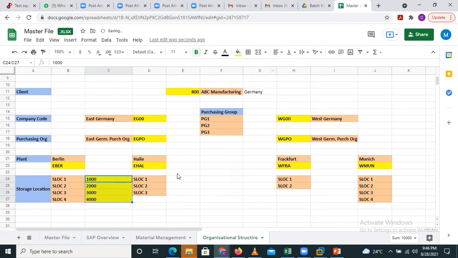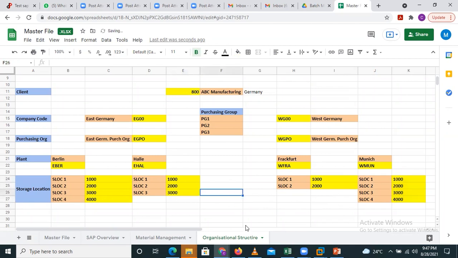Let me just take it this way. Then this is again 1000, 2000, 3000. Then these are the storage locations 1000, 2000, and 1000, 2000, 3000, 4000. Anyhow, the purchasing groups we are going to create the same way. Purchasing group 1.